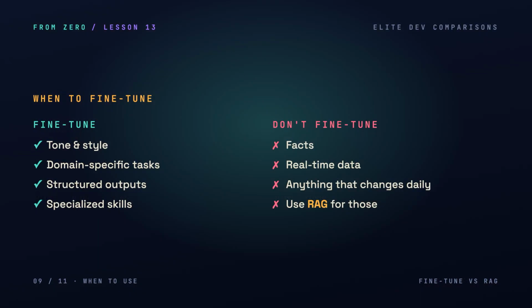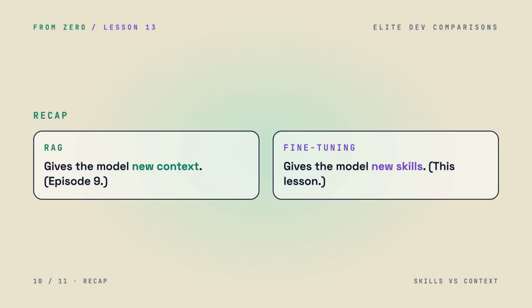When to fine-tune: tone and style, domain-specific tasks, structured outputs, specialized skills. When not: facts, real-time data, anything that changes daily. Use RAG for that. So that is fine-tuning. Take a base, give it examples, adjust the weights, get a smaller specialist. RAG gives a model new context. Fine-tuning gives a model new skills.